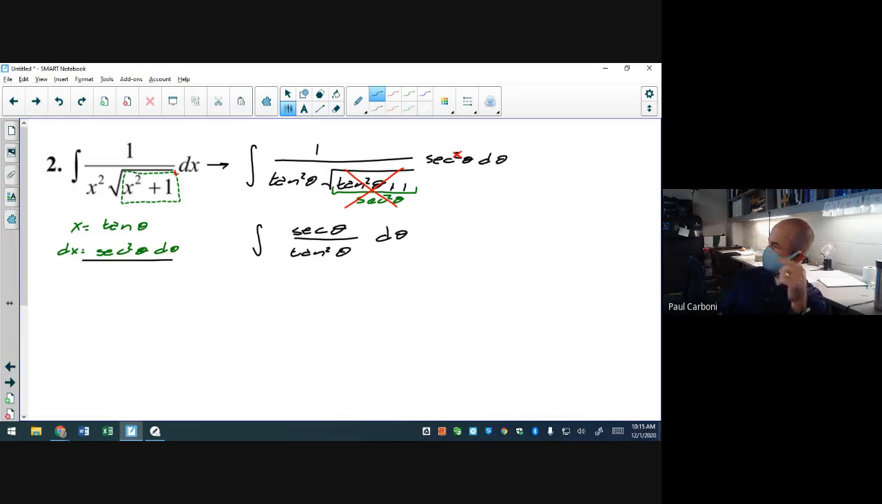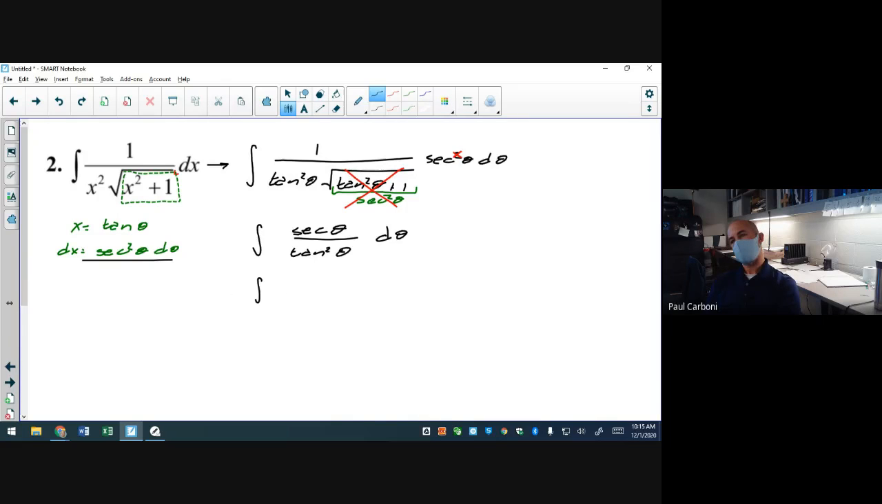Okay, go down the list. It's not power rule and it's not recognition. I'm going to try u sub. Is there a way I can do a u sub? It almost is, but the problem is secant squared is the derivative of tangent. Right? I don't have a secant squared up there. If that were secant squared over tangent squared, I've got something to work with. But I don't.